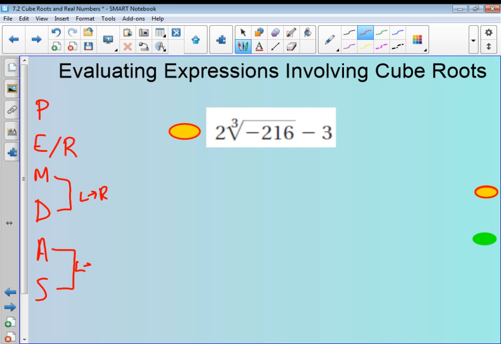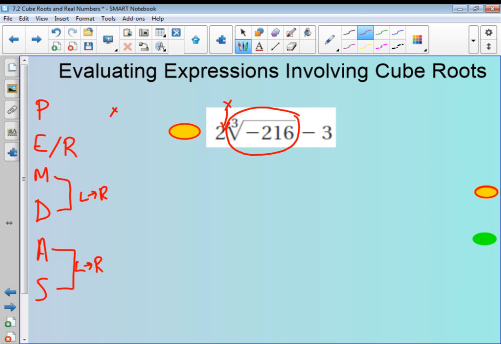Okay, so let's go ahead and work through this first equation. So we have 2. Now, no symbol in between here means that we're actually multiplying. So it's going to be 2 times the cubed root of negative 216 minus 3. So we have no parentheses, so we're done with that. We now need to look for exponents and roots, and we have one right here.